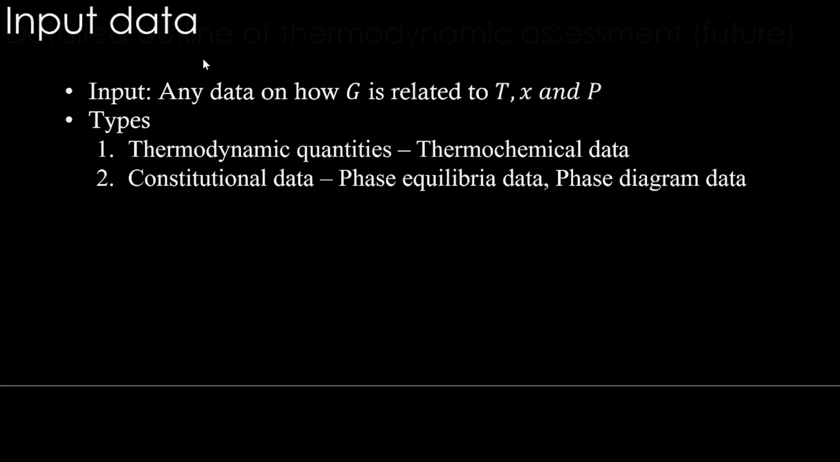Okay. So now let's focus on this input data part. This is going to cover a few lectures. There are two major types which we'll be focusing on. That is thermodynamic quantities, especially thermochemical data, and the constitutional data, which basically tells you what the constituents of the material are. Basically the chemistry of phases, what phases, how much of these phases, things like that. That is constitutional data. In other words, we call it phase equilibrium data or phase diagram data. Okay, so we'll focus on one by one.